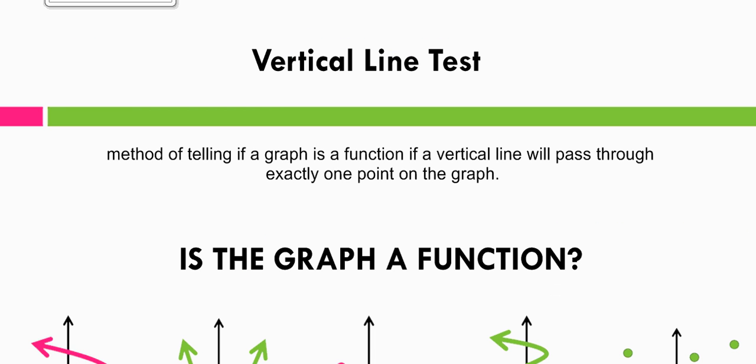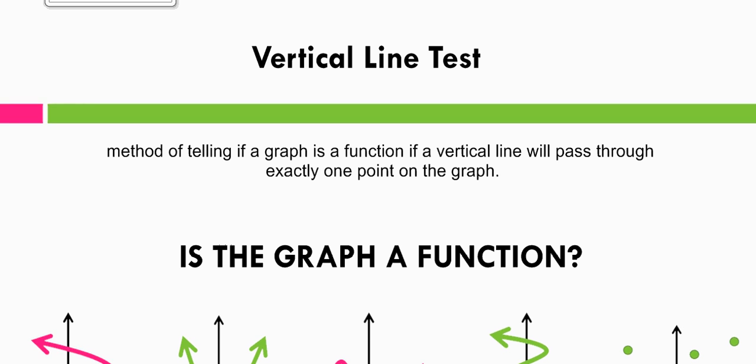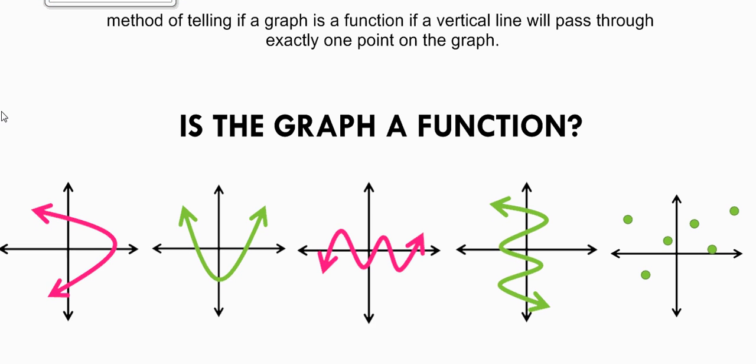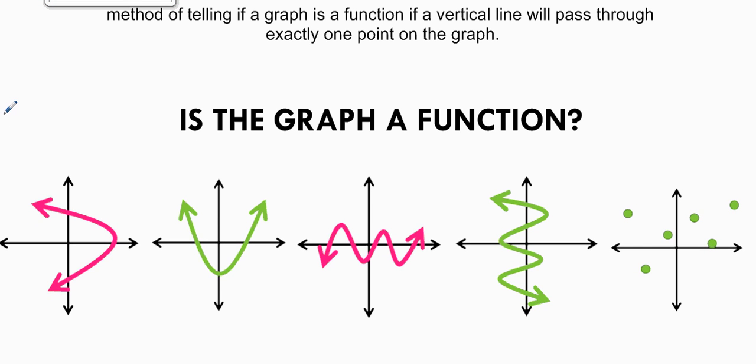Moving along, another method to be able to tell if a relation is a function is through a vertical line test. Now, the vertical line test will let us know if we have a function by looking at the graph. So the vertical line test allows us to draw a vertical line through a graph to determine if it passes through exactly one point on our graph. Here are some picture examples we're going to go through together using and demonstrating the vertical line test.